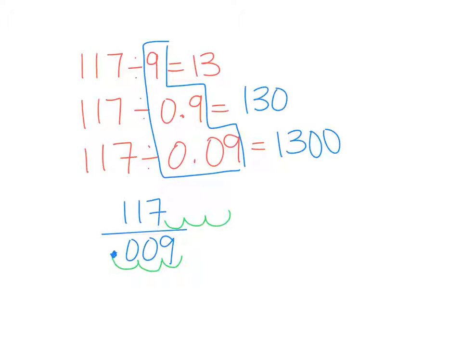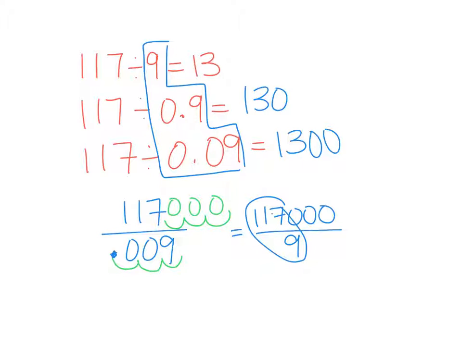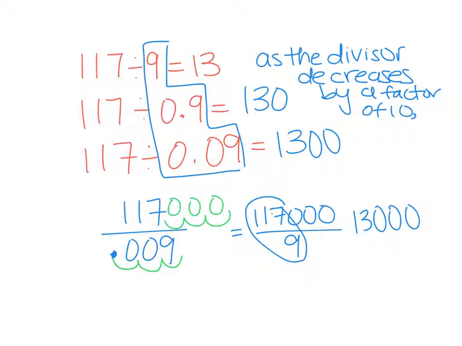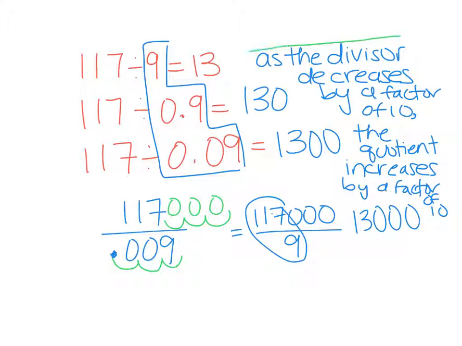But remember, you have to be fair and do the exact same thing with our numerator. That changes our problem to an equivalent fraction that I can divide. And that would be 117,000 divided by 9, right? And so the base of that, of course, is 117 divided by 9, which is 13, and then we've got all of these zeros that we add on here. So as the divisor decreases by a factor of 10, the quotient increases by a factor of 10. And this is a really helpful pattern to make sure that you understand.